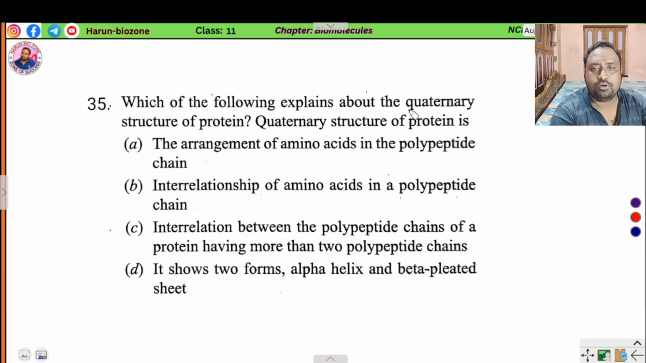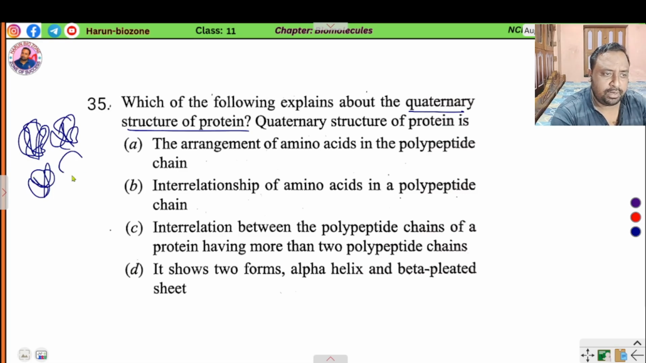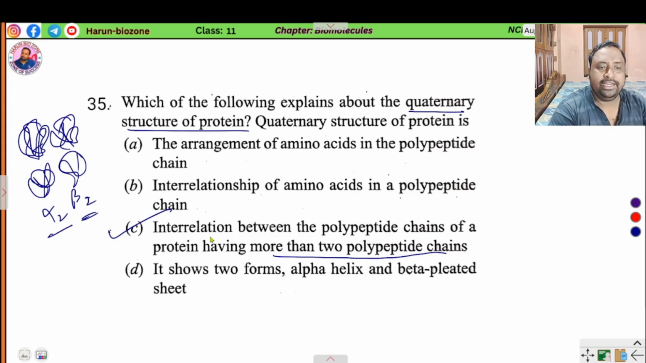35. Which of the following explains the quaternary structure of protein? Quaternary means like hemoglobin. Hemoglobin has four subunits combined, alpha 2 and beta 2. Two alpha chains and two beta chains are combined to produce the quaternary structure like hemoglobin. Options: the arrangement of amino acids in the polypeptide chain, the interrelationship of amino acids in the polypeptide chain, interrelation between polypeptide chains of a protein having more than two polypeptide chains. C is the correct option. Here more than two polypeptide chains, two alpha and two beta polypeptide chains are combined to form this structure.